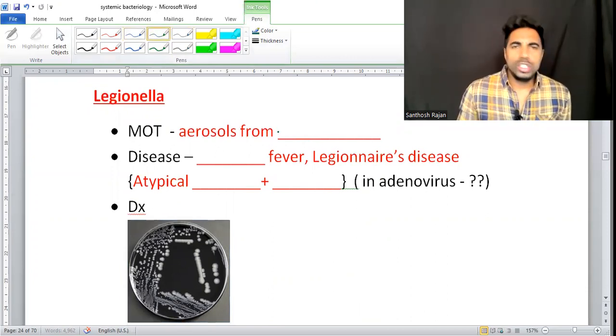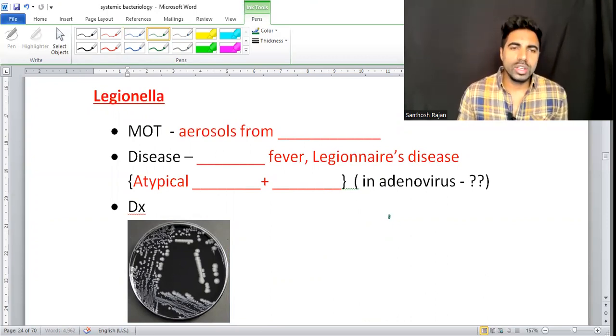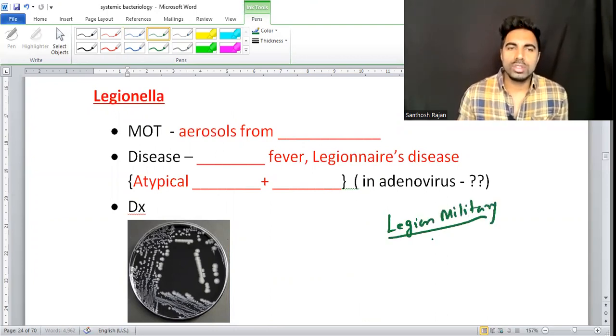Aerosol. Legion, you know, legions means they are sort of soldiers, military recruits. Usually military recruits, they are in the army, right? What do they need? In the heat, they need an AC. They need AC, number one. Number two, what do they use to reduce the heat?